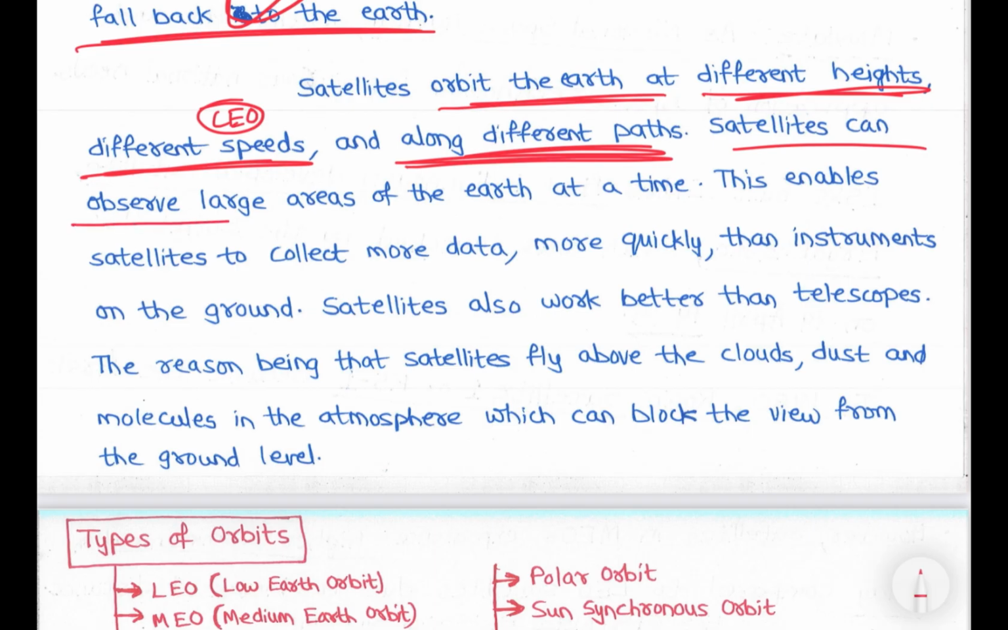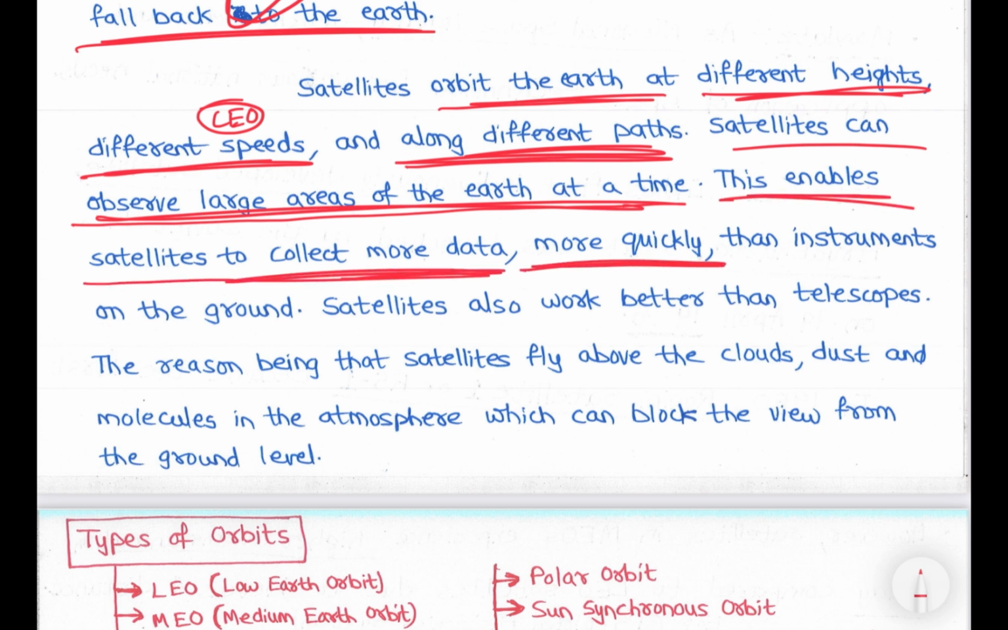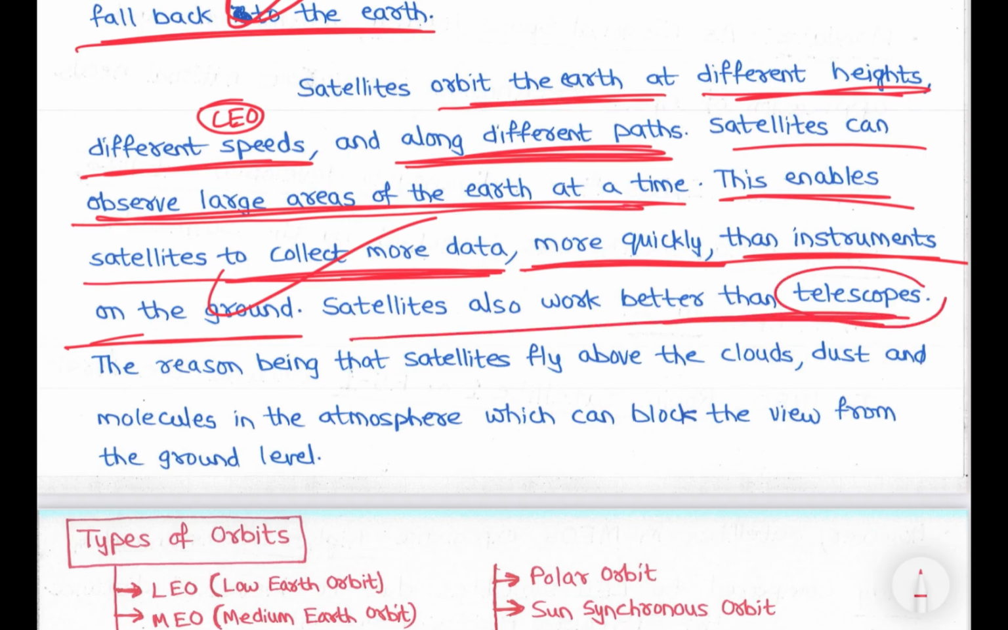Satellites can observe large areas of Earth at a time, ऊपर से ज्यादा एरिया देख सकते हैं. This enables satellites to collect more data more quickly than instruments on the ground. इसीलिए हम satellites को use करते हैं. Basically we will be studying what Earth observation satellites do, how communication satellites communicate. So that's why we will be putting satellites. Also, they work better than telescopes. इसीलिए, ग्राउंड से telescopes देखेंगे भाई, बादल वगैरह obstruct करेगा.